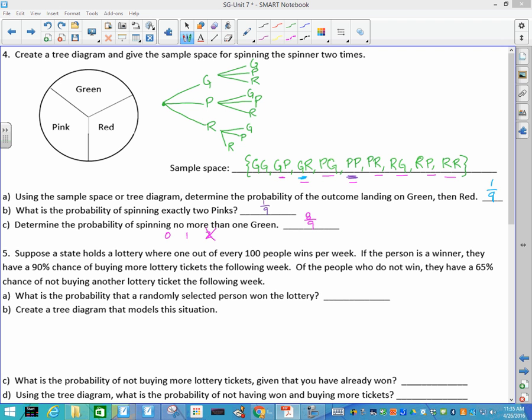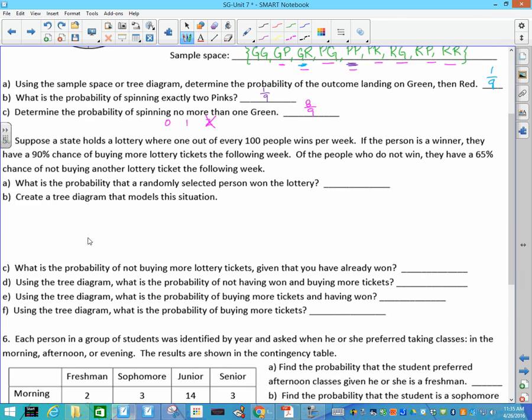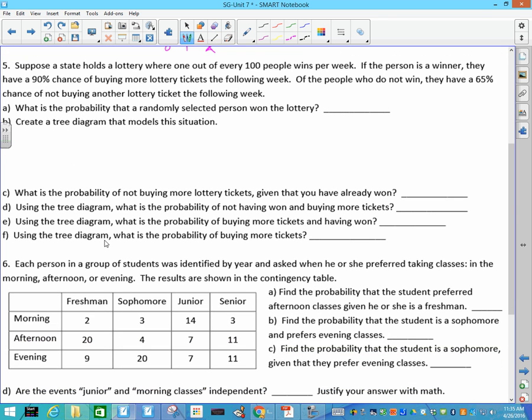Okay, the state lottery, number 5. Suppose a state holds a lottery where 1 out of every 100 people wins per week. If the person is the winner, they have a 90% chance of buying more lottery tickets the following week. Of the people who do not win, they have a 65% chance of not buying another lottery ticket the following week. What's the probability that a randomly selected person won the lottery? They tell you right here in the beginning sentence. 1 out of 100. If you like decimals better, you can tell me 0.01.